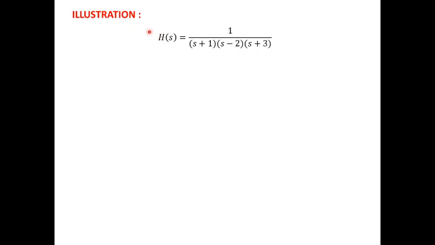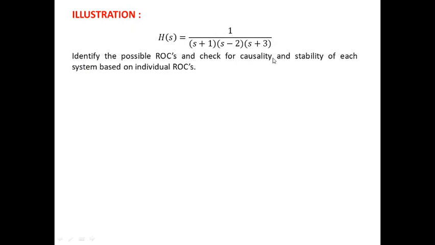Let us take a transfer function h of s is equal to 1 by s plus 1 into s minus 2 into s plus 3. Identify the possible ROCs, because in this question we have not specified anything about the ROC. For any system you will have three possible ROCs, and hence you identify those ROCs and check for the causality and stability of the system based on the individual ROCs.